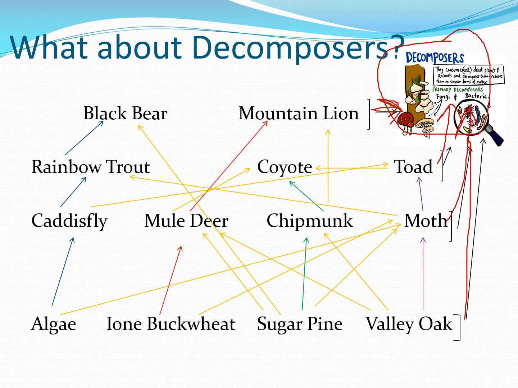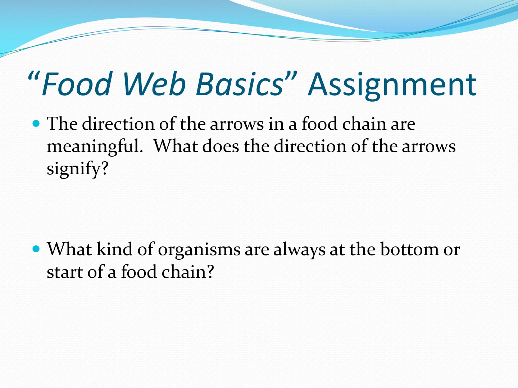The way decomposers are, they're kind of at every level, as you would say, every trophic level. This was some questions from the assignment we had done. I just wanted to make sure the arrows are meaningful. Right? The arrows show the flow of energy. They always point at who's doing the eating, who's getting the energy.